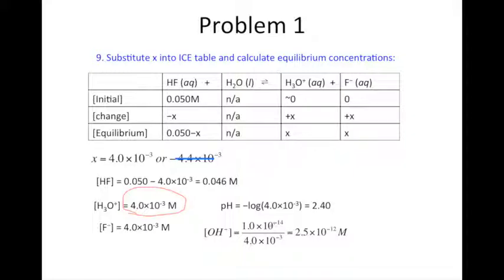Hydroxide concentration, we can calculate that by taking our Kw value, divided by, in this case, the concentration of H3O plus. It's a little hard to write here, but you can see the hydroxide ion concentration is equal to Kw divided by the equilibrium hydronium ion concentration. So now we have our hydroxide.